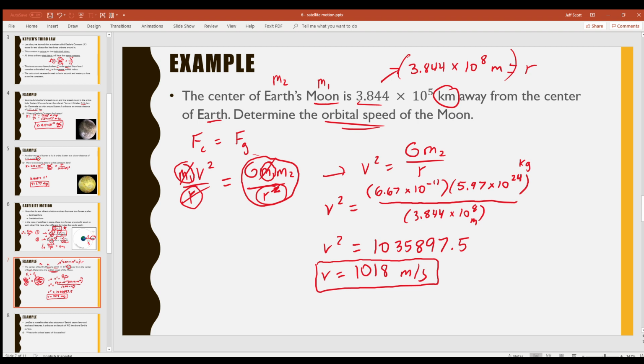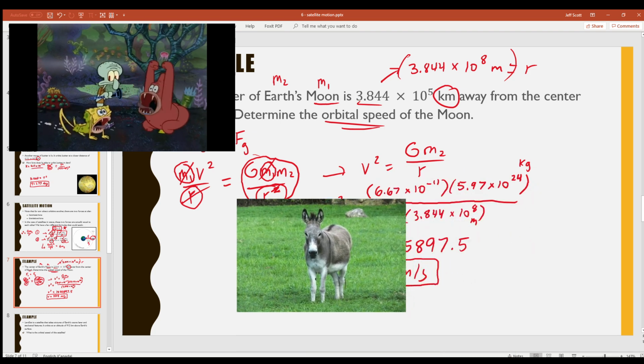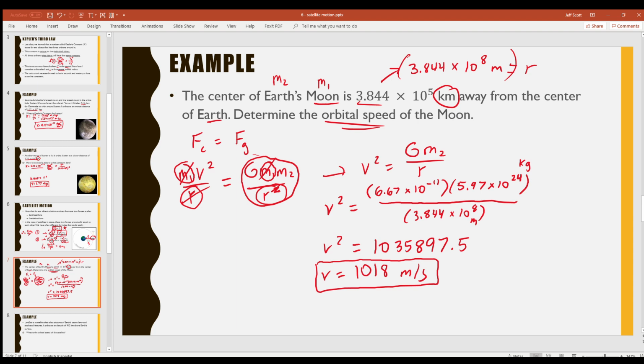All of these units are going to cancel out using some unit analysis. Holy smokes, you can tell I'm getting tired. Unit analysis is what I'm talking about here. Using unit analysis, you can figure out that it is going to be meters per second.